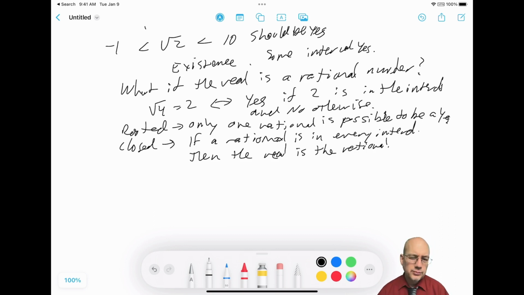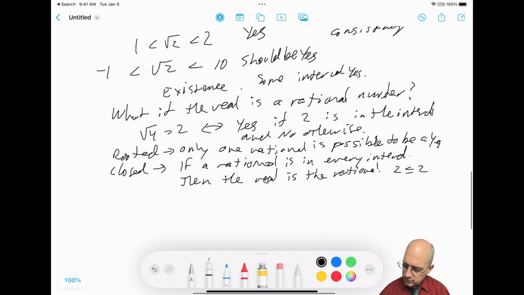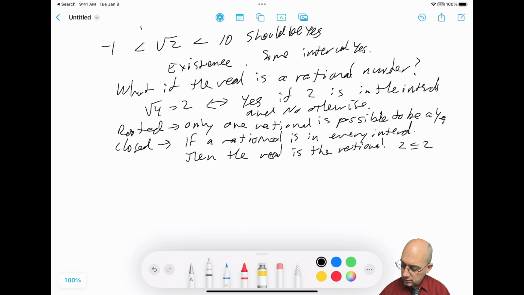So basically the way I formulated it in my paper is I call them singletons, so kind of an interval that's like 2 less than or equal to 2. And I kind of write it as 2, 2, like that. And so this would be a yes. So I can feed in singletons. I can say, is this rational number the actual real number? And it says yes or no.